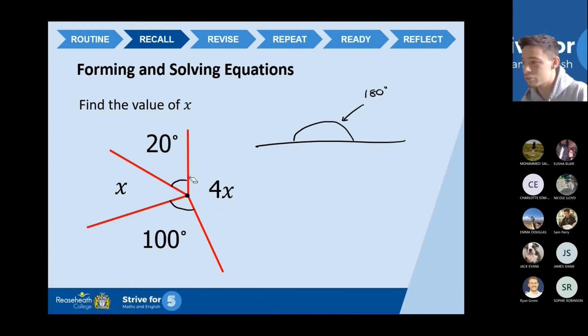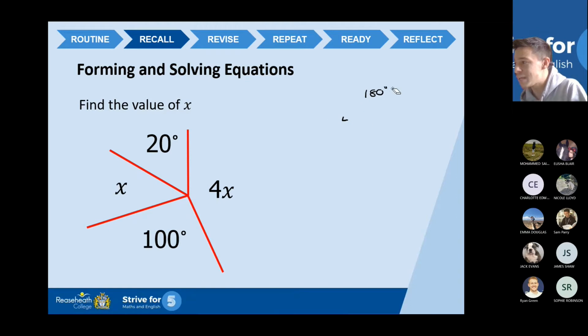Okay, so 360 degrees. Now, what I know is that if I added these expressions and these numbers together here, if I added those 4 together, it would give me 360 degrees. So what I'm going to do, I'm going to write that out. Now you may be thinking, what do you mean write that out? Have a look. I've got 20 degrees here. I'm going to add it to 4x. I'm going to add on 100 degrees there.